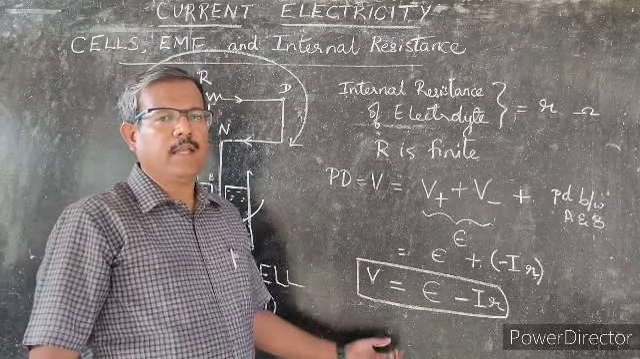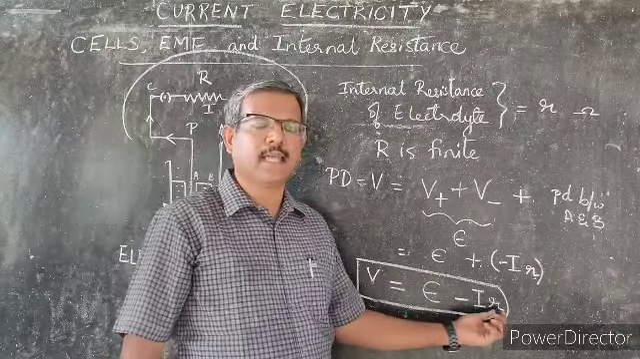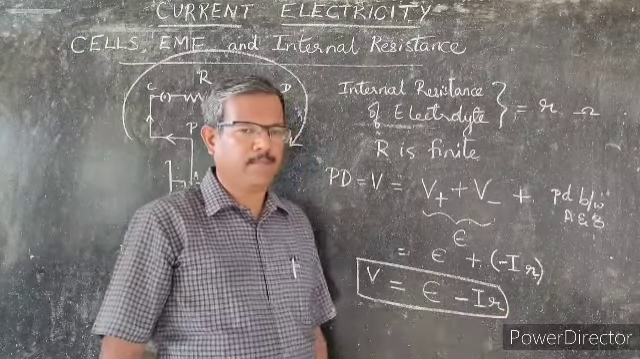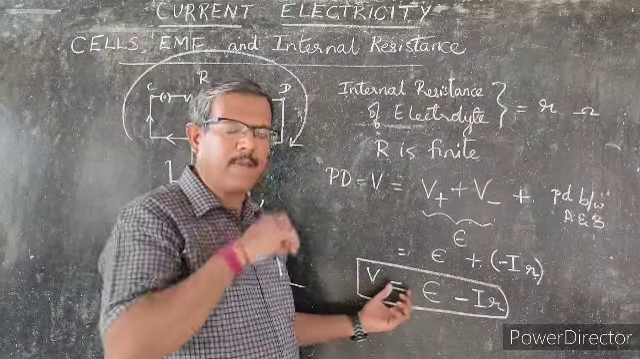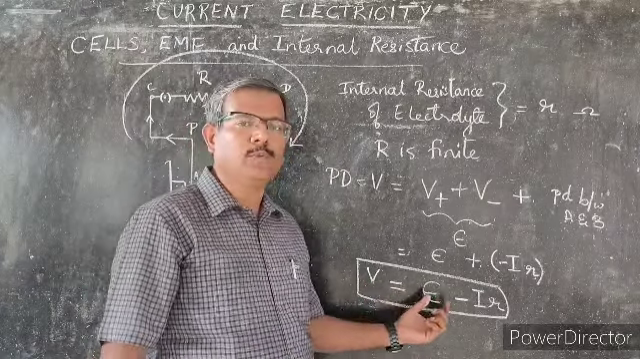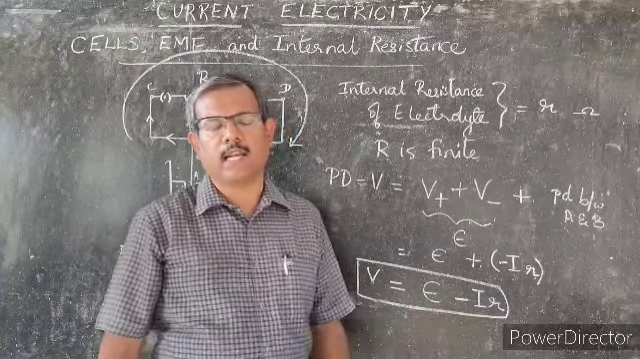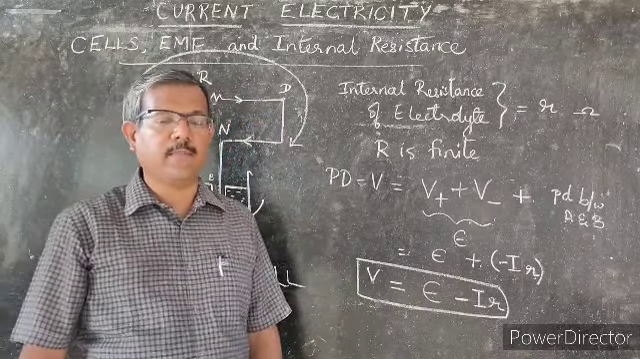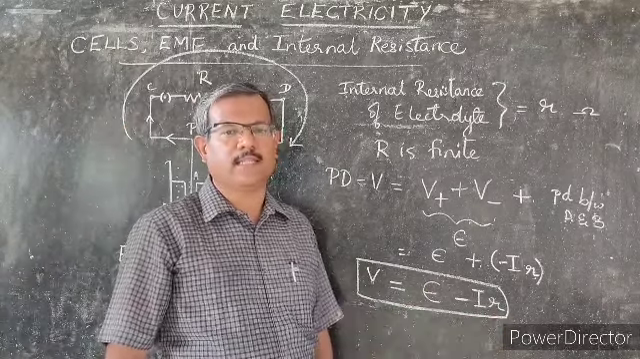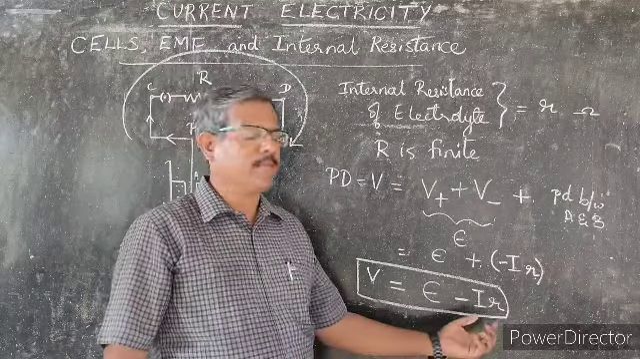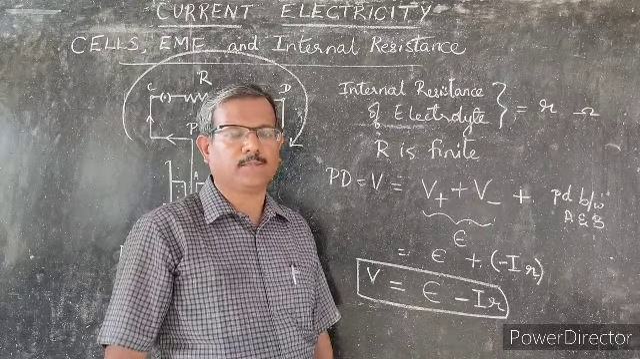Typically, in batteries, the internal resistance is assumed to be negligible. Hence, the total potential difference that a battery provides is equal to epsilon. But again, if you compare dry versus wet batteries, dry batteries have quite a significant amount of internal resistance. Hence, sometimes we do need to take the internal resistance into account.